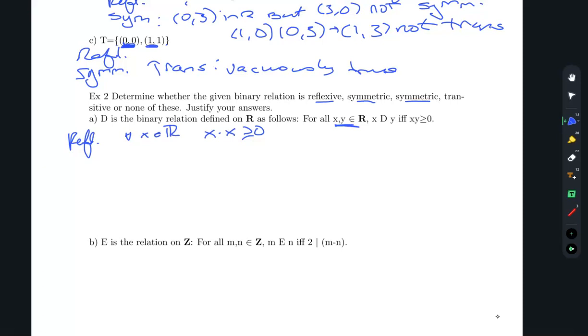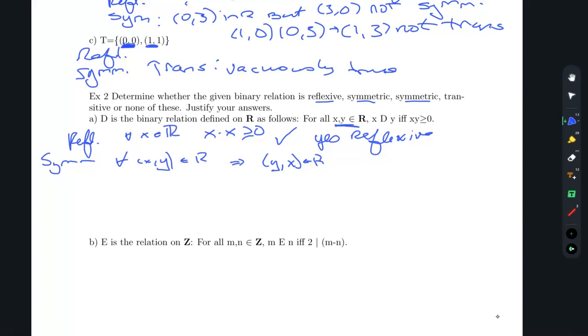If x is positive, it works. If x is negative, it works. So true, yes, reflexive. Okay, let's check on symmetric. That says for every x, y in the relation, y, x will be in the relation. So if x is related to y, that means x times y is bigger than or equal to 0. We know by the multiplication rules that the order doesn't matter, so that's going to be bigger than or equal to 0. So check, yes, symmetric.